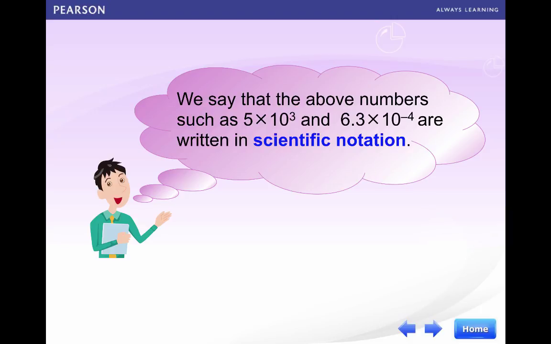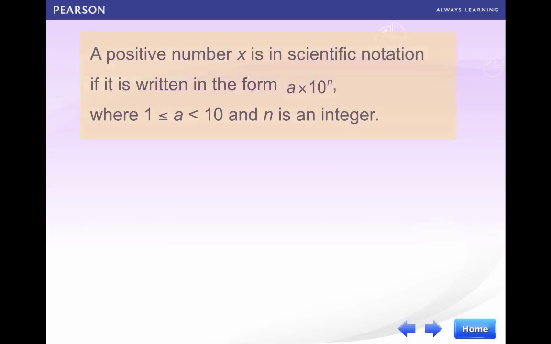And we say that these values are written in scientific notation. Alright, so we will look at this. And remember, in scientific notation, the term before the power of 10, here it is A, small letter a, must be from 1 to 10, including 1. And n is an integer. We use an integer for the index.